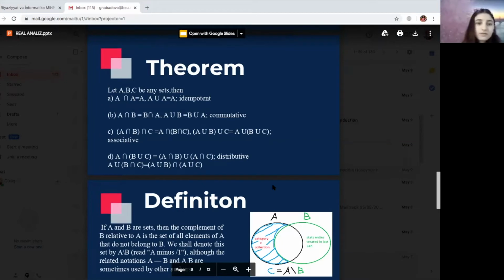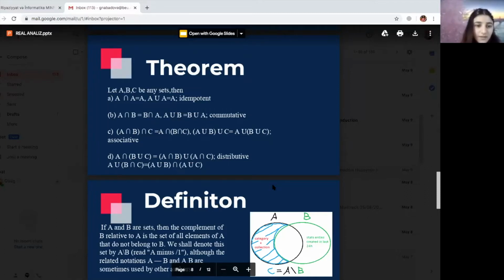I'm going to talk about the theorem. Let A, B, C be sets. Then A intersect A equals A, and A union A equals A. It's called the idempotent relationship. A intersect B equals B intersect A, and vice versa. It's called the commutative relationship. (A intersect B) intersect C equals A intersect (B intersect C). The same holds for union, so it's called the associative relationship.